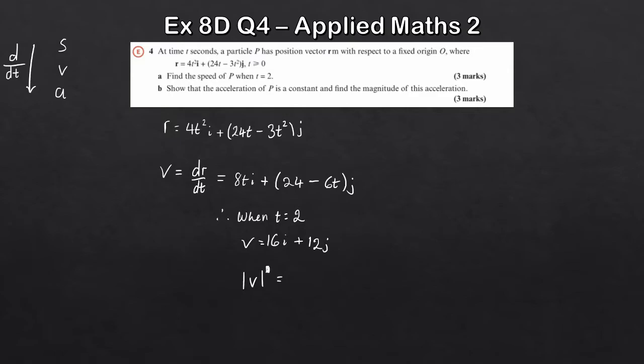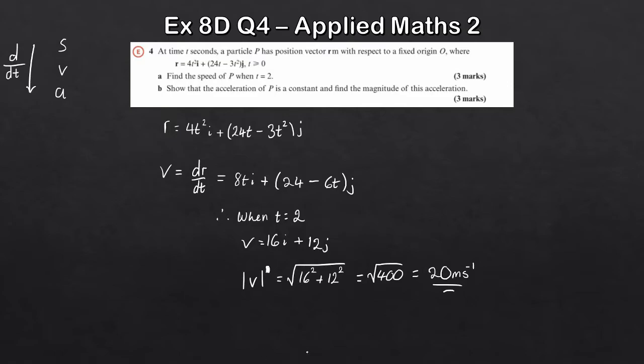So really I could just write that all in one step here as just being the square root of 16 squared plus 12 squared, which comes to the square root of 400, which if you put it on your calculator, you get a nice answer, we get 20. Okay, now we're working with velocity, speed, so our answer will be meters per second. Okay, so the speed of P when t is equal to 2 is 20 meters per second. Okay, so that's part A done.